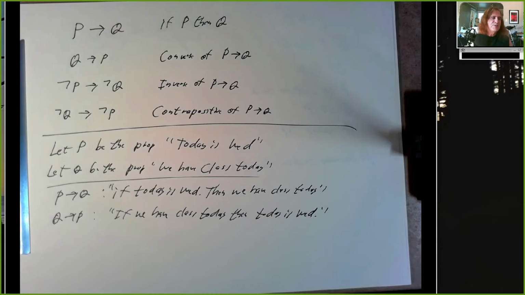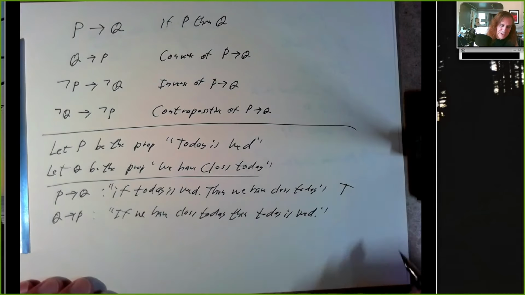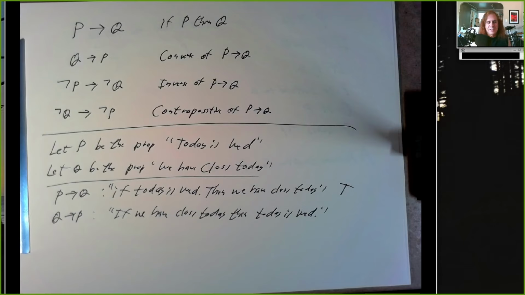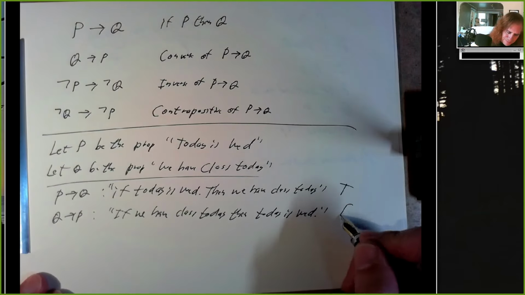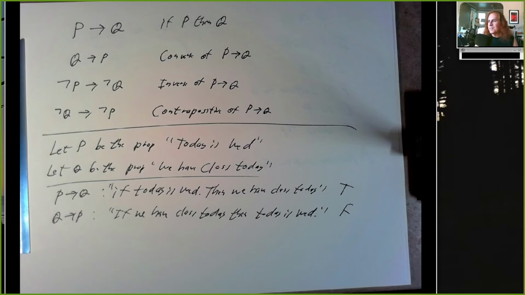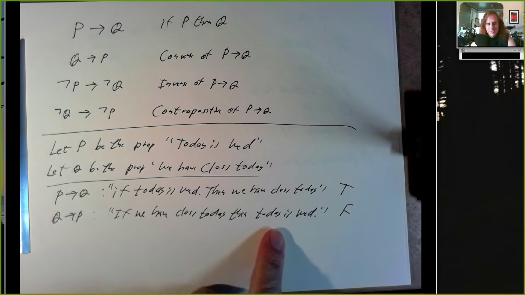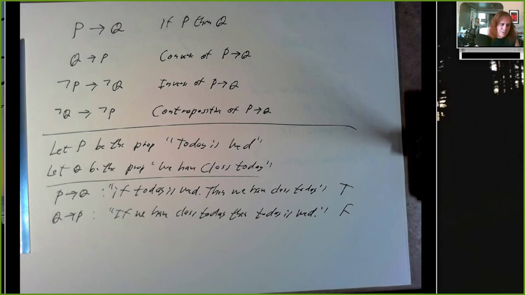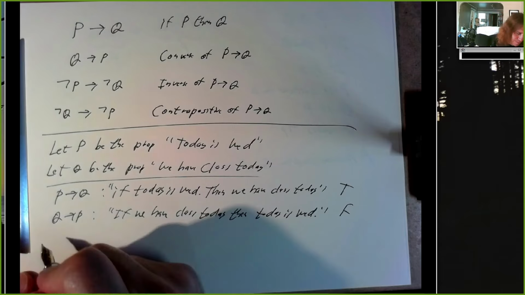Is that a true proposition? First of all, if P then Q, that's a true proposition. If today's Wednesday, we have class. Okay, what about the converse? If we have class today, then today is Wednesday. Is that true or false? False. Yeah, that is absolutely false. Because we could have class on Friday. We could have class on Monday. So just having class doesn't mean that today is Wednesday. Could be a Monday or a Friday, so that's false.